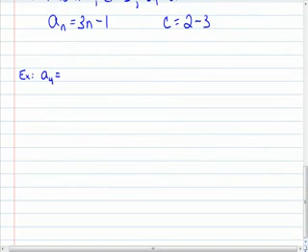The fourth term is 20. And the 13th term is 65.